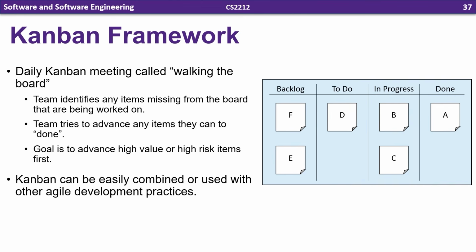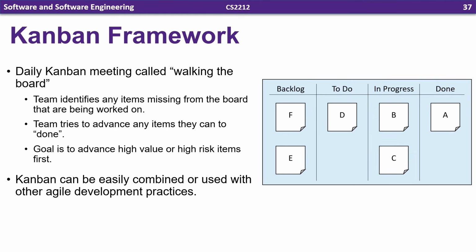So Kanban also recommends daily meetings called Walking the Board. In these meetings, teams identify any items missing from the board that are actively being worked on, and teams try to advance any items they can from where they currently are to the done column. The goal is to advance high-value or high-risk items first to the done column, as this lowers the overall risk of the project.